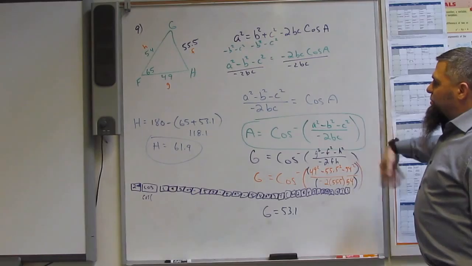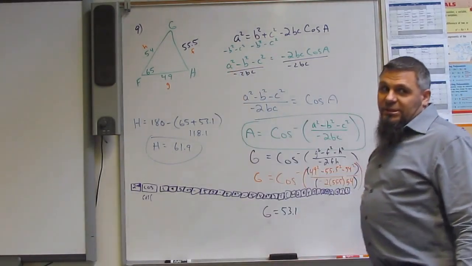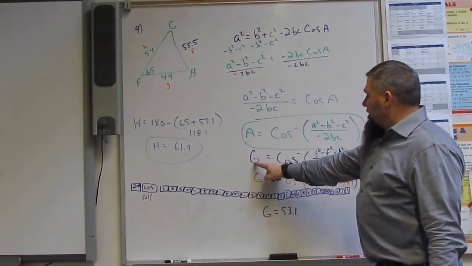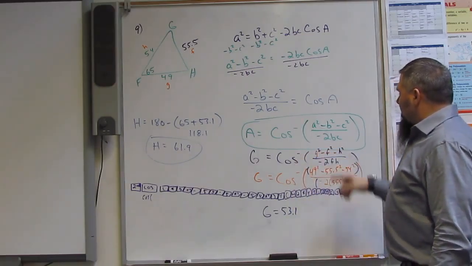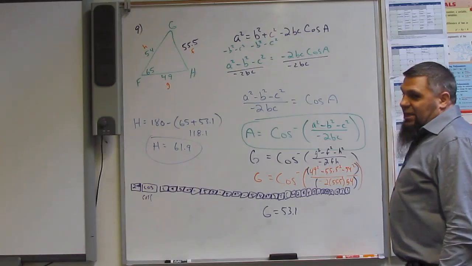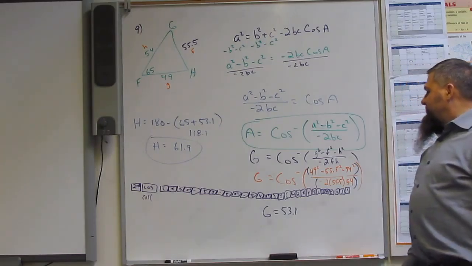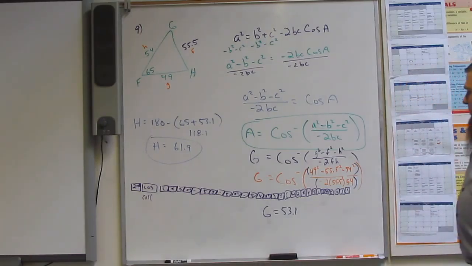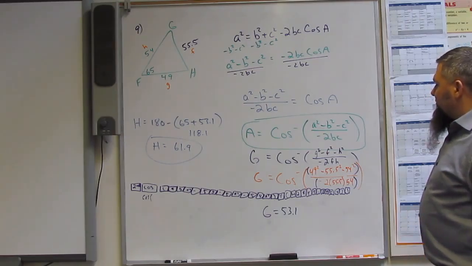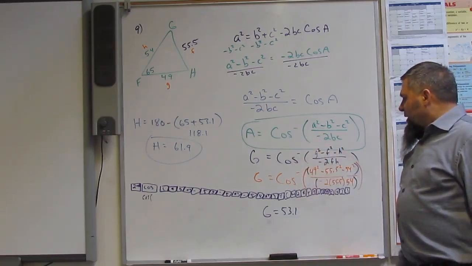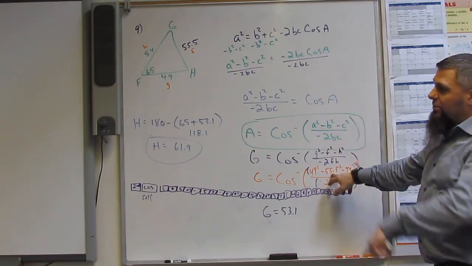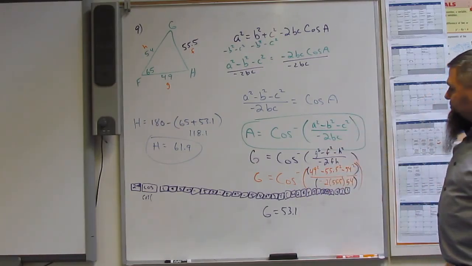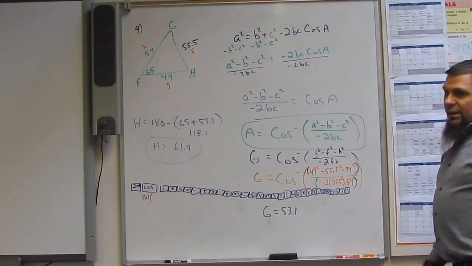And so what we did was we translated that to this equation. G is equal to the cosine inverse of g squared minus f squared minus h squared all over negative 2fh. And then we plug the numbers into the formula. The numbers are 49, 55.5, which we found earlier on the earlier problem, and then 54.